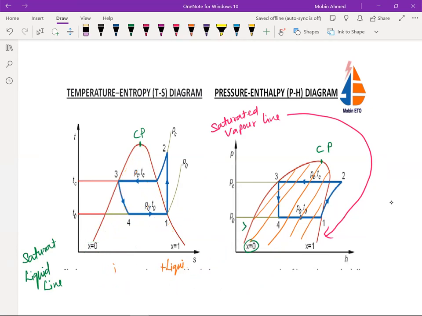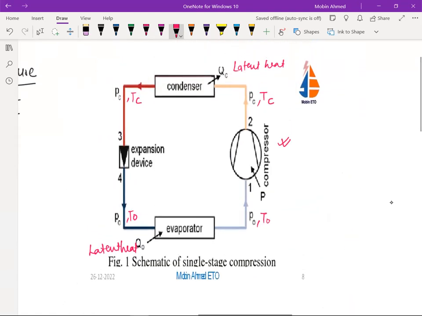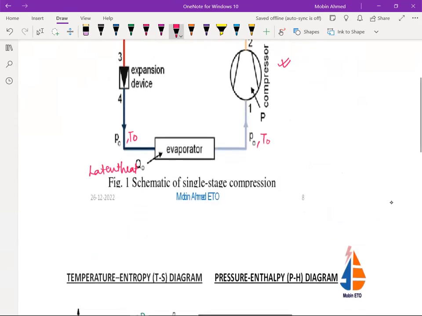Now we are going to talk about compression, all these four processes. Now if you see this process, from 1 to 2, this is a compression mode. This is a compression. Similar here also, it is the same. It is a compression. And that is what is shown here. Sorry, 1 to 2. This is the inlet and this is the outlet. 1 and 2, this is a compression.